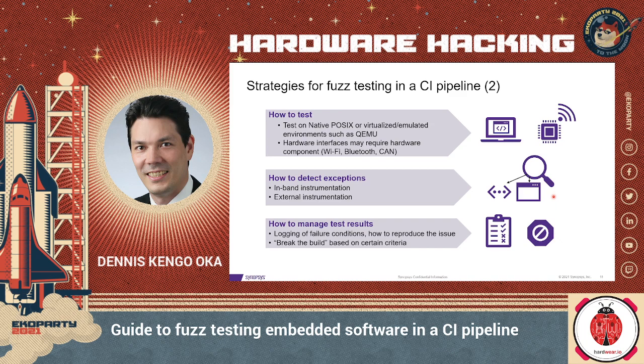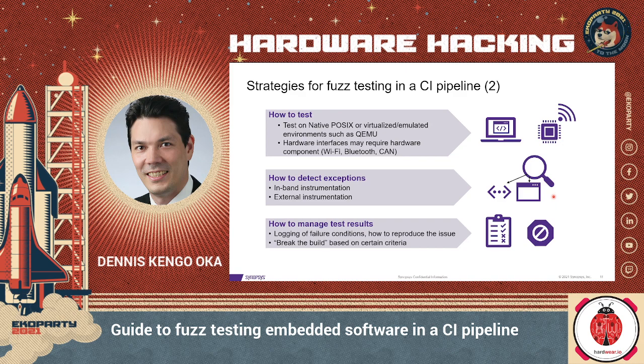Next, regarding how to detect exceptions, we have to understand how we can monitor the target system. For example, using in-band instrumentation, where we monitor the same interface that's being fuzz tested. Or if we need external instrumentation, where we use some kind of external means to monitor the target system.